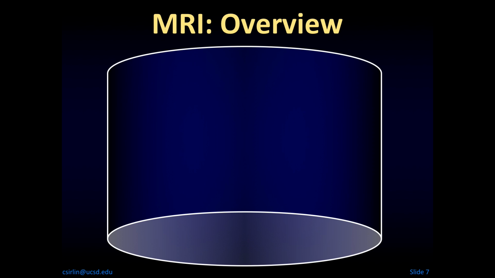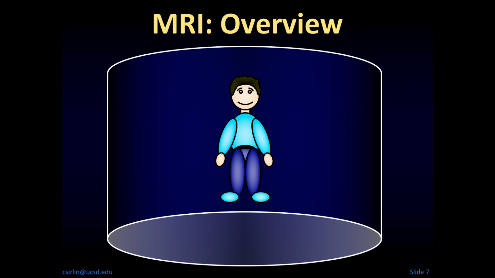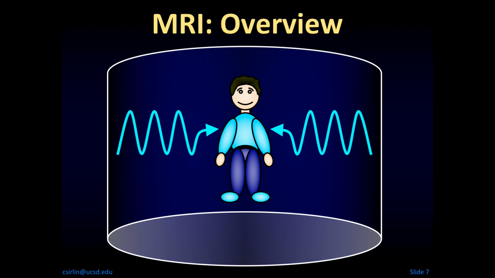So let's start with a little overview. In MRI, we start with a very large, powerful magnet, and we put someone inside that magnet. We send radio frequency waves, electromagnetic energy, into the patient. And that patient's protons then interact with those radio frequency waves and send radio frequency waves back at us. And we then make images from the radio frequency waves that were sent back at us.